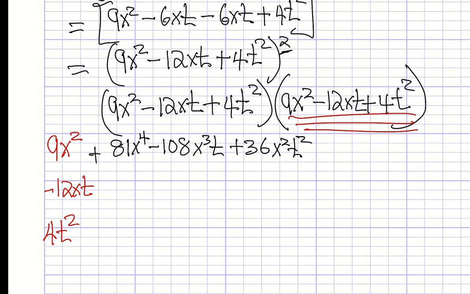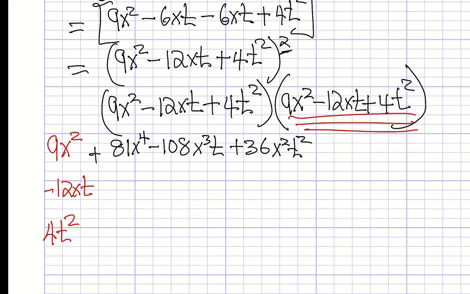So that's what we're going to add to something down here. Now we multiply with negative 12xt. You see what we're doing, right? Okay. Negative 12 times 9.